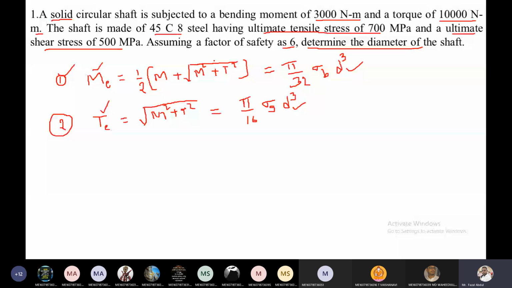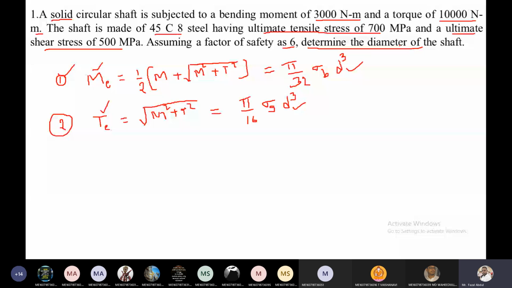Based on the statement given in the question, bending moment is 3000 Newton meter, torque is 10,000, and the shaft is made of material type 45C8, having ultimate tensile stress 700 megapascal and ultimate shear stress 500 megapascal. Factor of safety is given, and we are asked to determine the shaft diameter. That is nothing but designing the shaft, which means calculating the safe dimensions for the machine element. What machine element are we designing here?